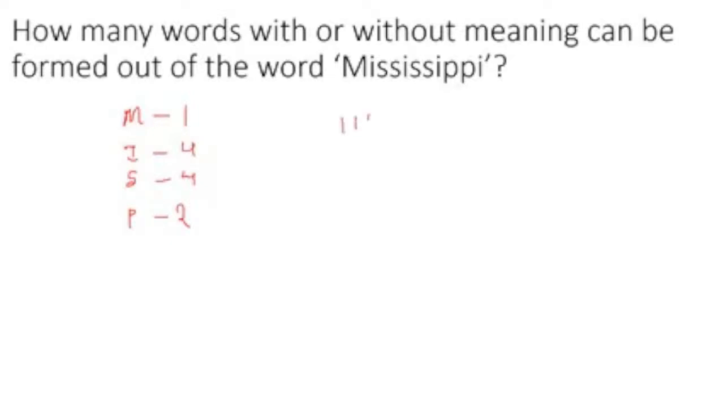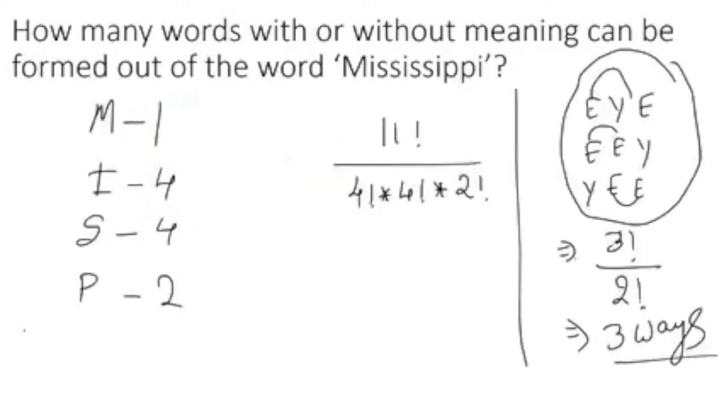So the answer will be 11 factorial by 4 factorial into 4 factorial into 2 factorial, because the repeated things should be coming in the denominator. So please remember 11 factorial by 4 factorial into 4 factorial into 2 factorial. You can see on the right side an example of I here. Generally arranging only gives 3 ways, not 6 ways, because 2 letters are the same. That's why we are not doing that. So the answer is 3 ways here.